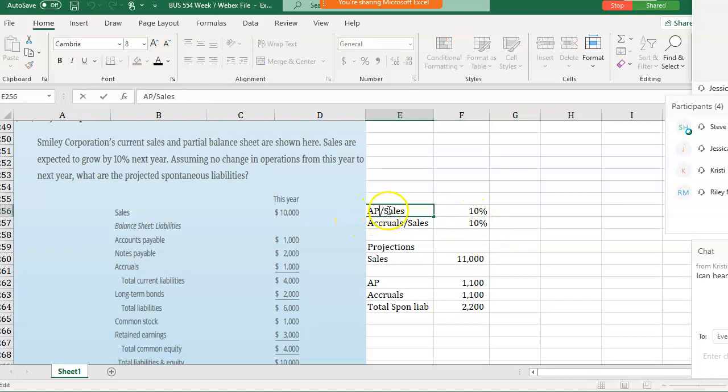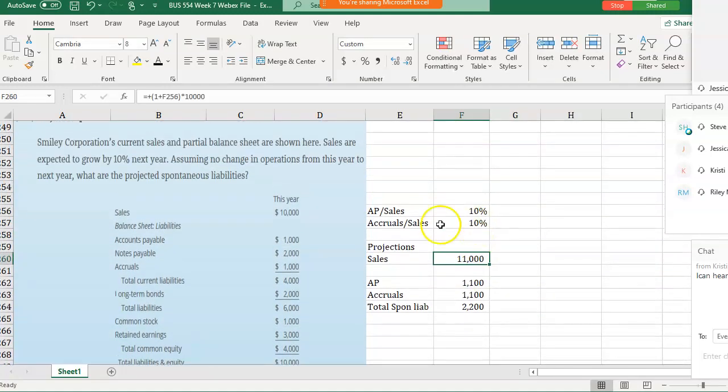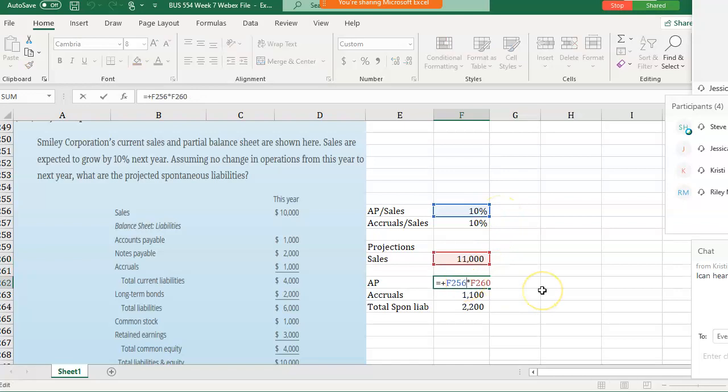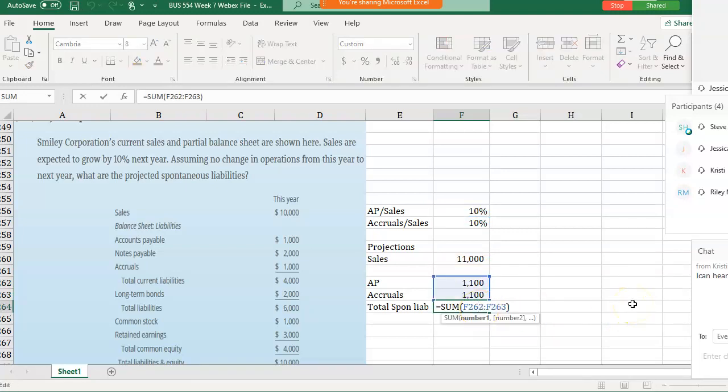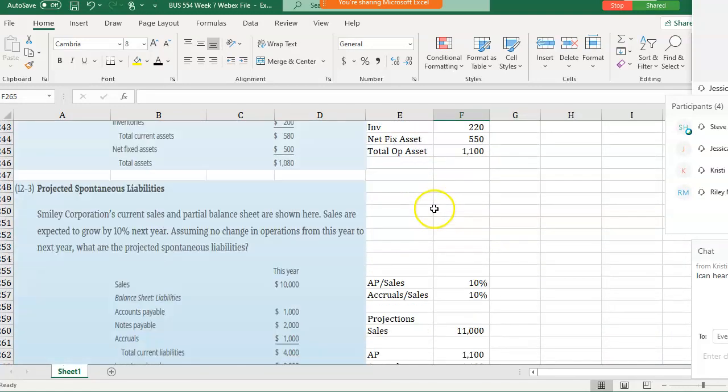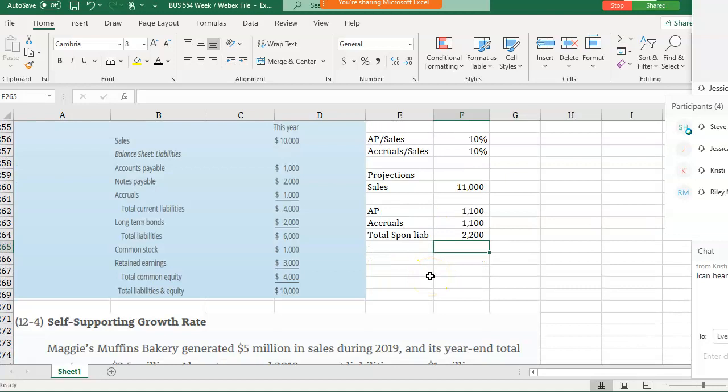So it's the same thing. I'm saying my AP to sales. So I divide my AP by sales. 1,000 divided by 10,000 is 10%. Same thing with accruals. Those numbers were the same. And then I have my projected sales. They told me that sales would grow by 10%. So 10,000 times 1.1, or that 10% growth, is 11,000. And so all my ratios now hold true. So 10% growth in AP, 10% growth in accruals, and the sum of the two is my 2.2. So the top one asked about assets, this one asked about liabilities, but essentially the same concept.